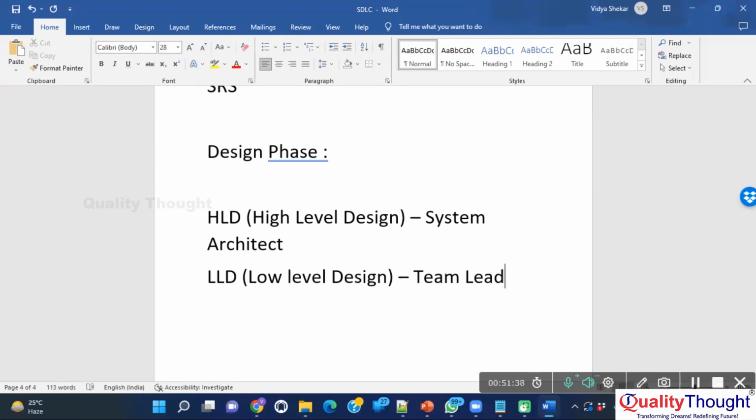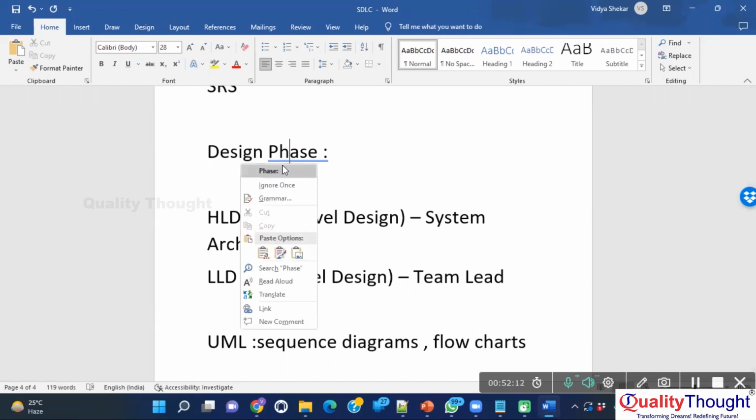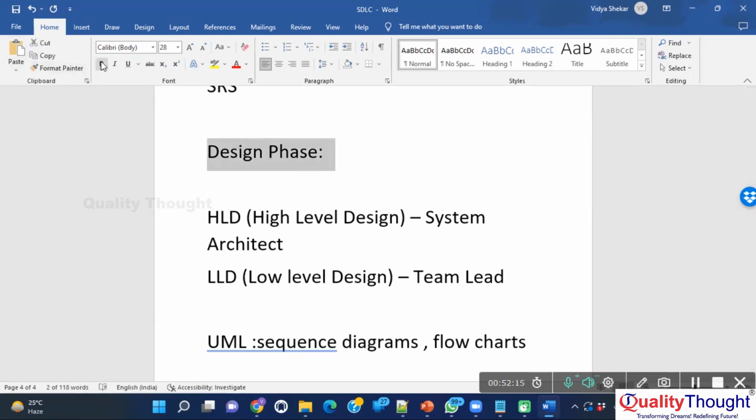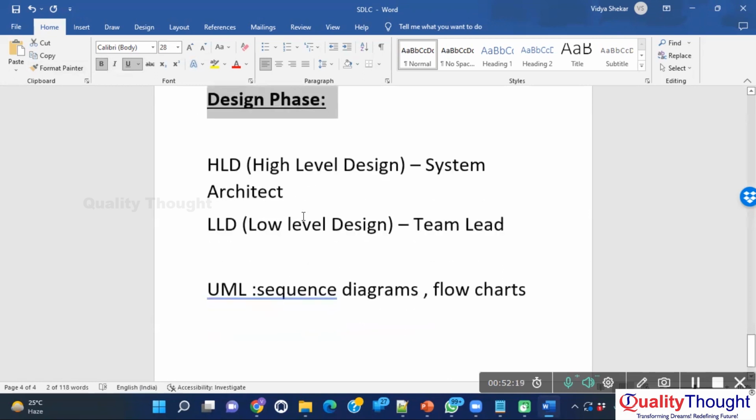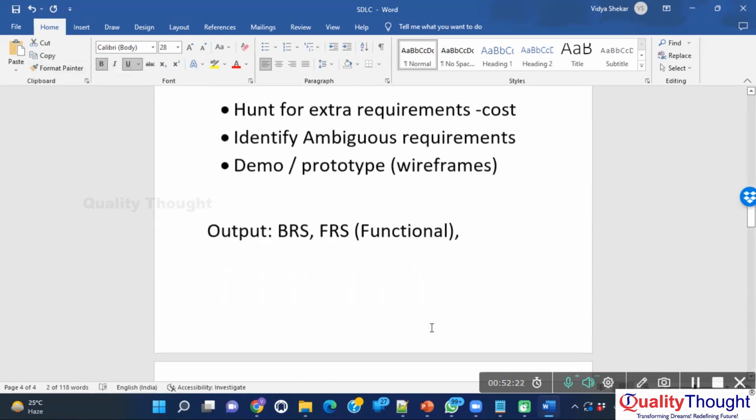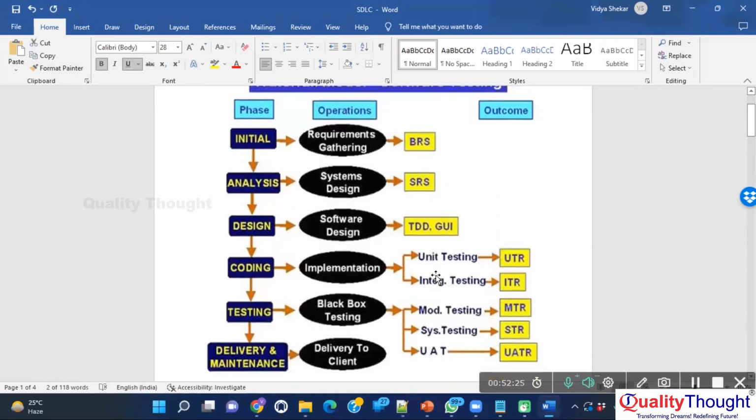Okay, what they are going to do is they are going to convert the system requirement specification document into some diagrams so that it is easy to understand. Okay, for this purpose, they will use one language called UML, Unified Modeling Language, which contains sequence diagrams, class diagram, flow charts. So this is not our job. We are not going to focus much on this. The only thing you should understand is who is going to do what in this particular phase. Okay, they are going to convert the SRS into high level design document and the low level design document. Okay, architect will do high level and the tester team lead will do the low level.